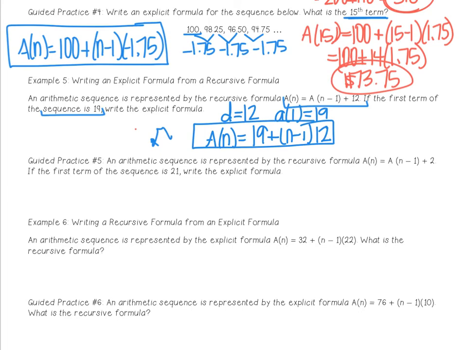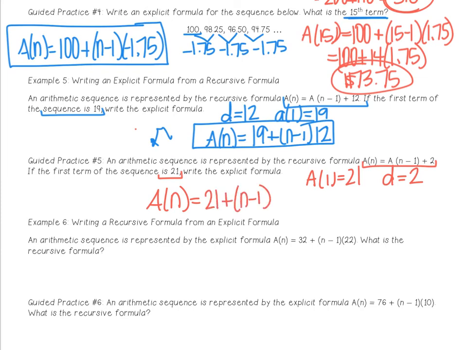Guided practice number 5. Again, I'm going to do this with you. I've got my recursive formula and my first term. So from the recursive formula, I can see that my common difference is 2 and my first term is 21. So a sub 1 is 21 and the common difference is 2. So my explicit formula is going to be a sub n equals the first term plus n minus 1 times the common difference. And that's my explicit formula.